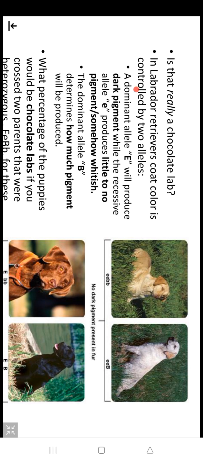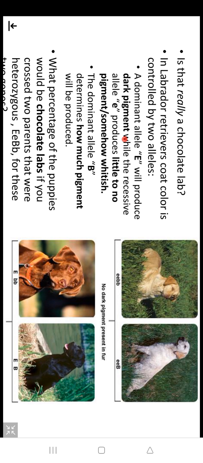In dogs, coat color is controlled by two alleles. We have a dominant allele E, which produces a dark pigment. Dominant. So when you have an E, the dog is likely to be dark, while the recessive e produces little or no pigment. So for the white dogs, the allele for coat color is a recessive gene, which we are giving as the small e. So the dog will look somewhat whitish. But when the E is there in dominant, the dog is likely to be what?